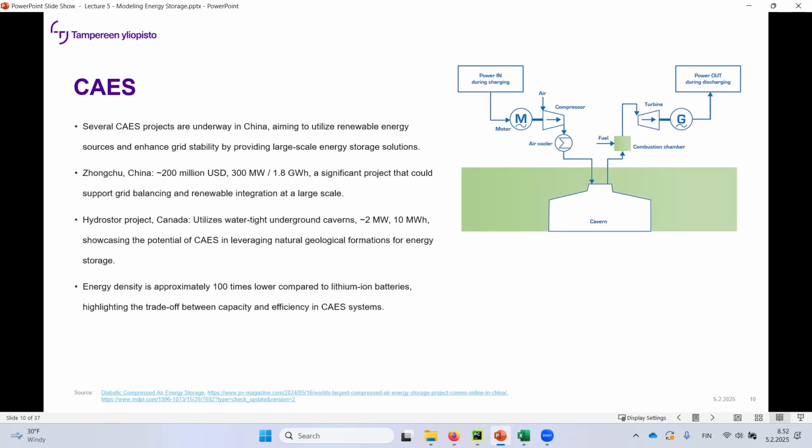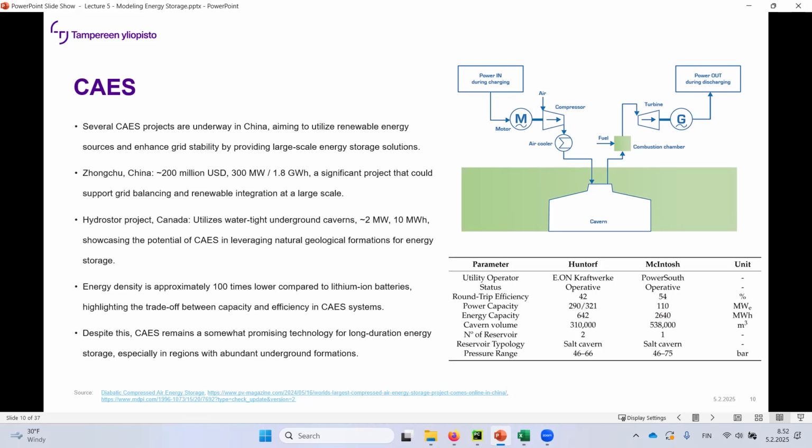So energy density again is 100 times lower compared to lithium-ion batteries, highlighting the trade-off between capacity and efficiency in this CAES system. But it's still somewhat promising technology. There have been a couple of these power plants. I think this McIntosh was probably built in the 90s, if I'm not completely wrong. You can check it from Google. And this Huntorf was I think in 79. So it's been around. What they are talking about now is making these adiabatic CAES systems.